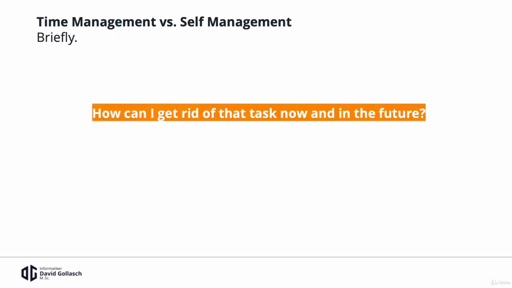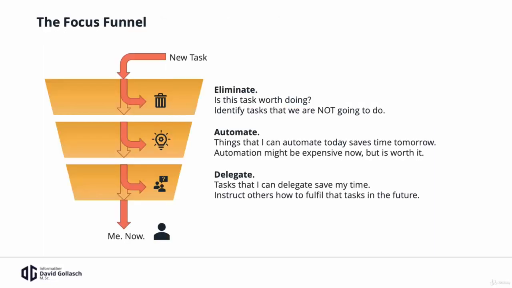In short, we could say we have to ask ourselves one question each and every time a task gets into our inbox. We ask ourselves how we can get rid of that task now, and the important part as well, in the future. That actually refers to the focus funnel, a strategy that helps you to evaluate the effectiveness of a task and find strategies to get rid of those tasks for now and in the future.